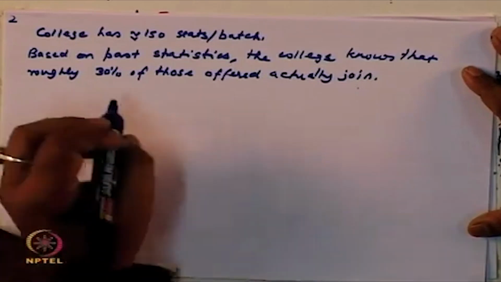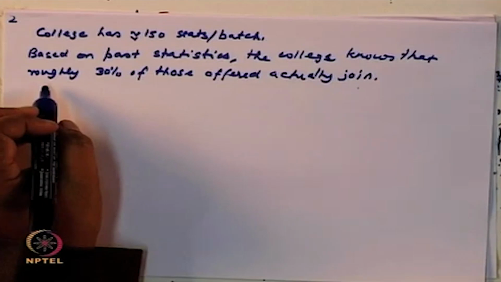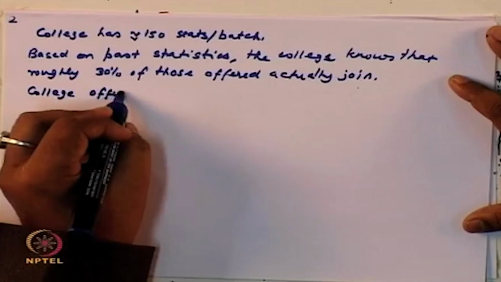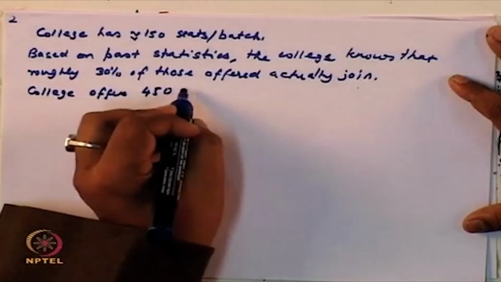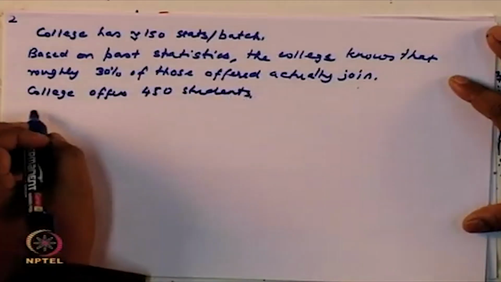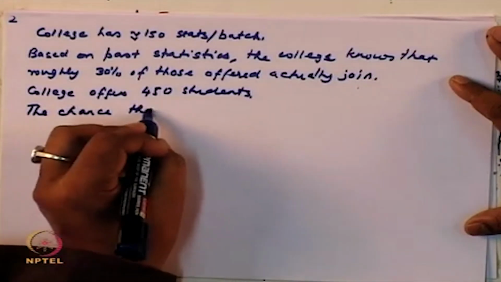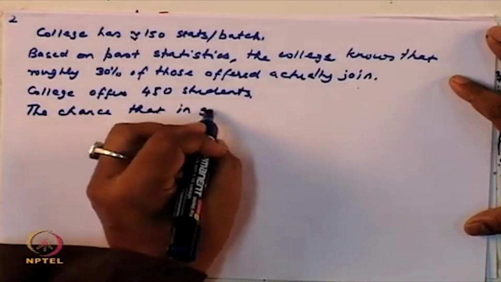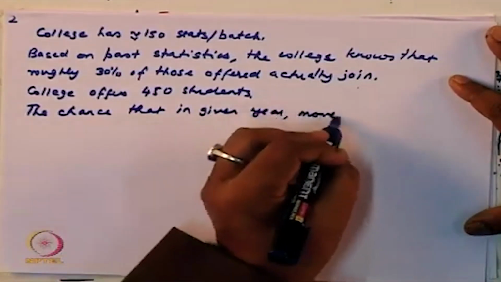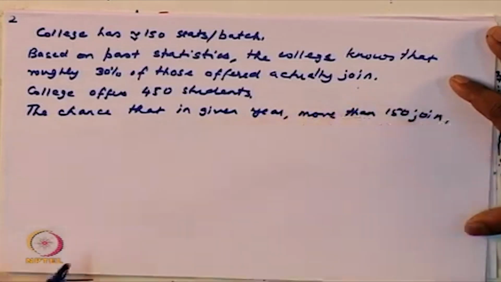So, given this, to get around the problem that fewer students join, the college offers 450 students. We want to calculate the chance that in a given year more than 150 join.